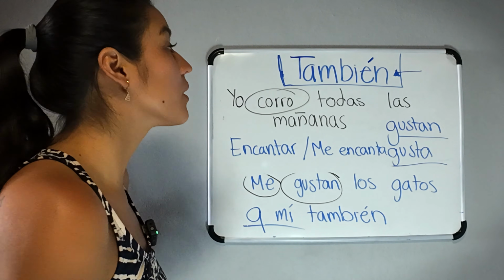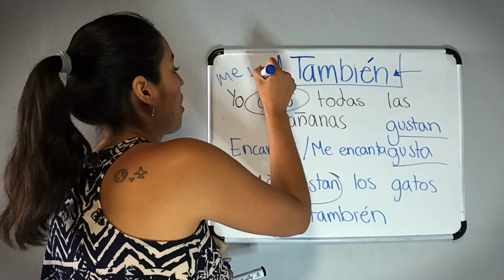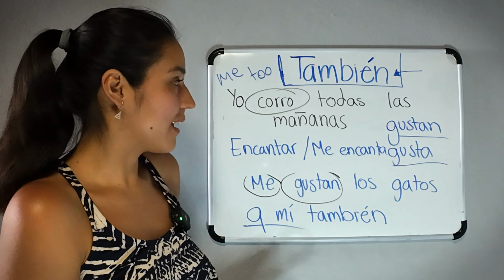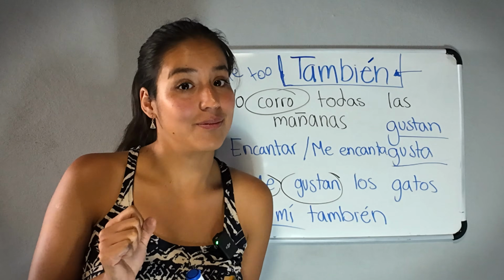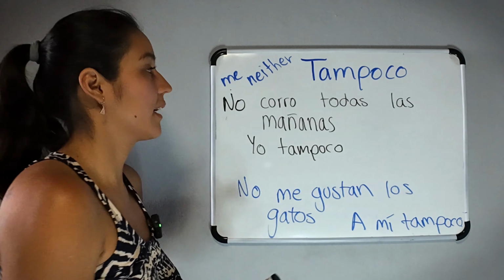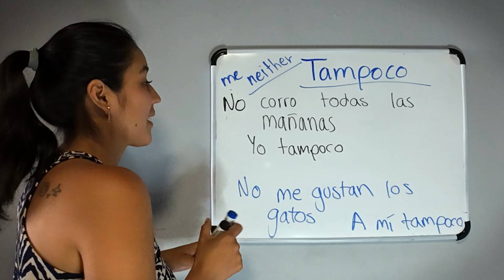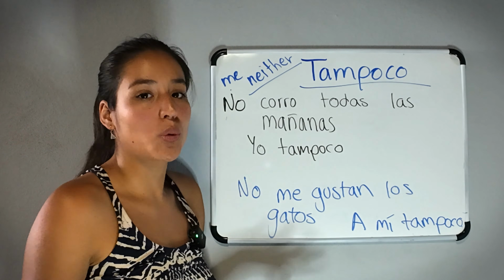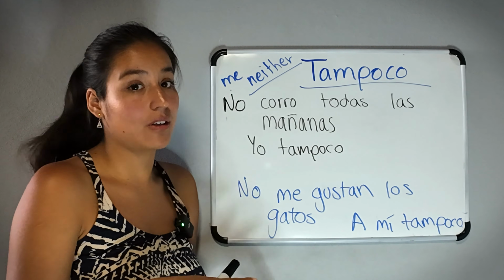And this is when I want to say "yo también", so me too. But what about if I want to say me neither? Well, then we are going to use "tampoco". Let me show you that. Okay, and here we are. "Tampoco." Me neither. So, ejemplo, "no corro todas las mañanas." I don't run every morning. "Yo tampoco." Me neither. Okay?